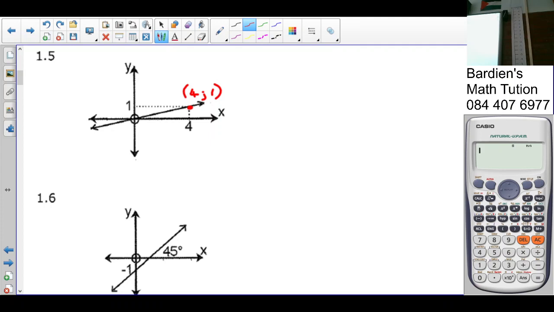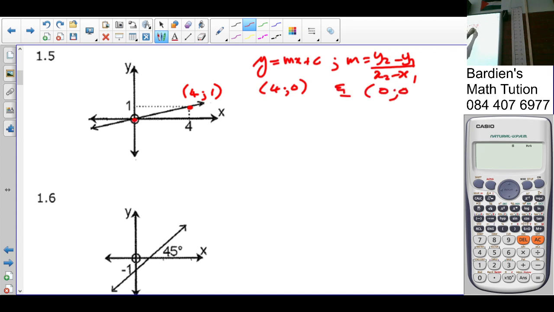Does this make sense? So we go: y equals mx plus c. M is y2 minus y1 over x2 minus x1. The coordinates here are 4 and 0, and the other coordinate is 0 and 0, which is your origin. Okay? So if I make this x1, y1, x2, y2, is this gradient going to be positive or negative? Positive. What is your c value?